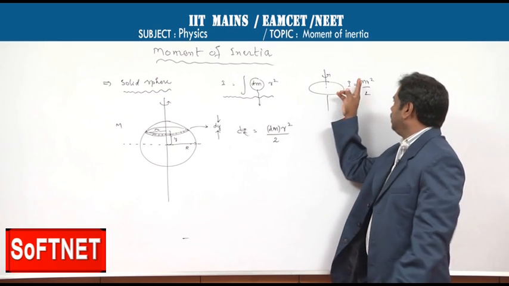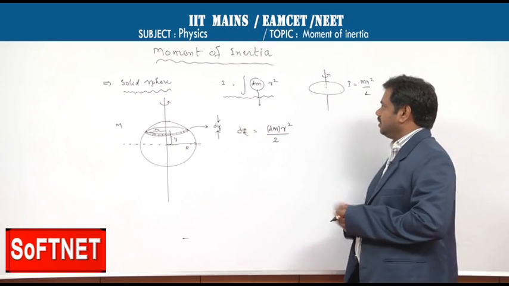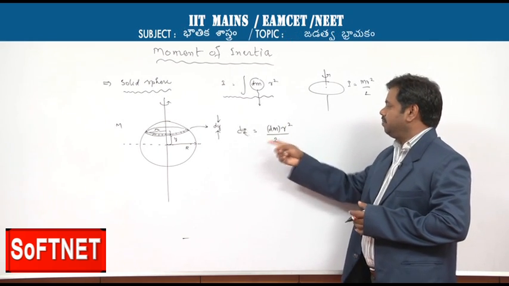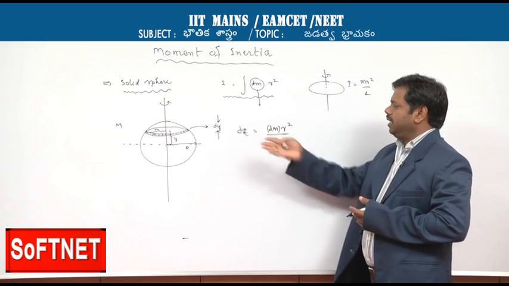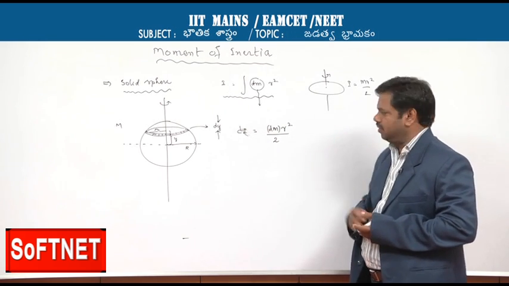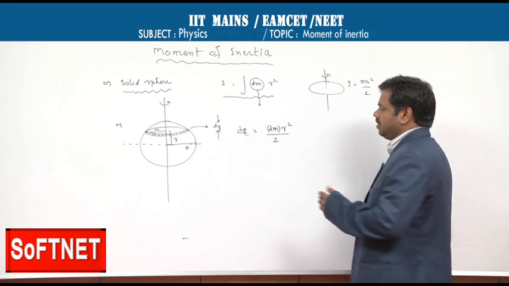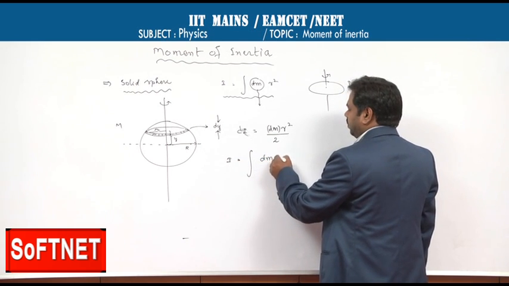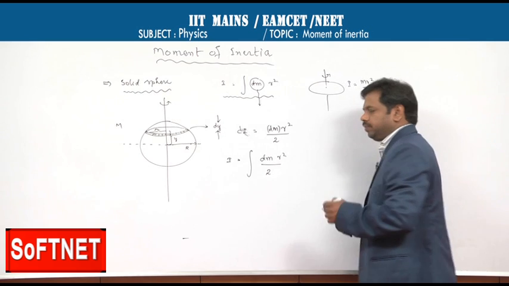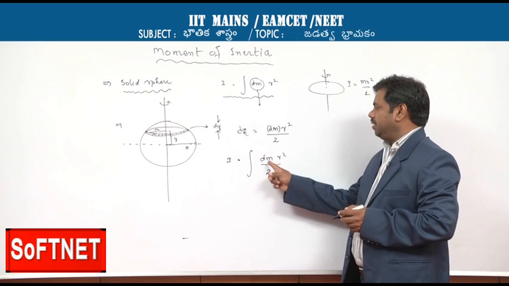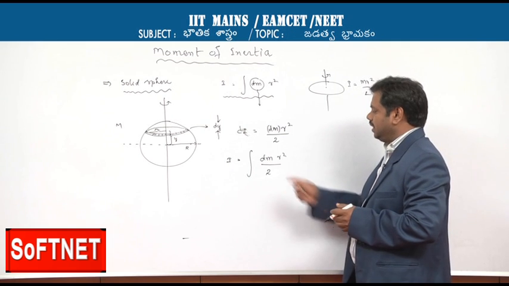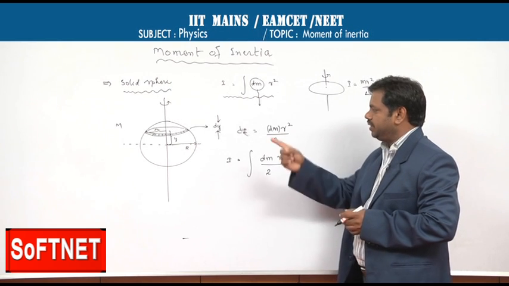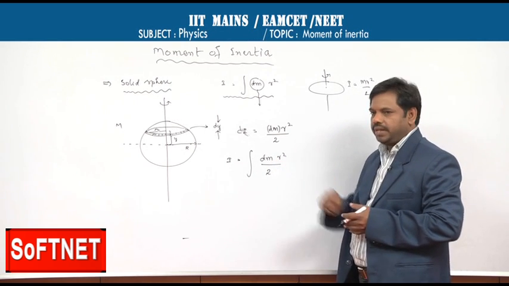So I simply replaced capital M with the mass of the disk, small dm, and the radius is r. Now what is the moment of inertia of the whole sphere? Simply by integrating this equation we get the answer: I is equal to the integration of dm r square by 2. Next we have to find the mass of the circular disk, and by substituting that value we will get the moment of inertia of the solid sphere. How to find dm?